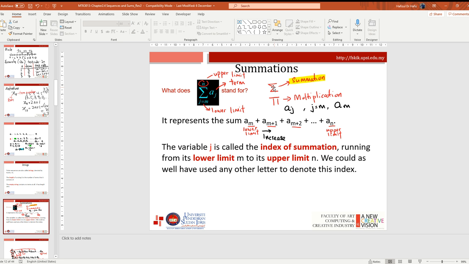For the summation, you can define it like this. This one is multiplication. You multiply aj, j equal to m, and am represents the sum of am plus 1, am plus 2, and so on. The variable j is called the index of summation. We index the sum from index 1, running from its lower limit until its upper limit n, and we denote this one as the index.